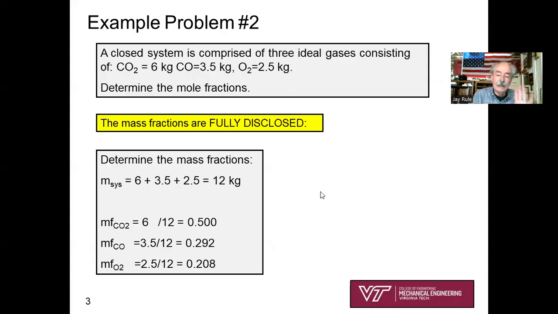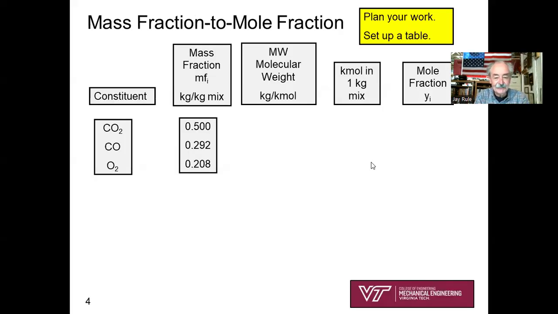Okay, next part, how do we figure out the mole fractions, now that we have the mass fractions? Again, it's going to be the same drill as going the other way. You're going to set up a table with pencil and paper. I want you to write down the column headings, the constituent. The mass fractions, well, you just figured those out with units of kilograms of constituent per kilogram of mixture. So write down those units too, kilograms per kilogram of mixture, 0.5, 0.292, 0.208.